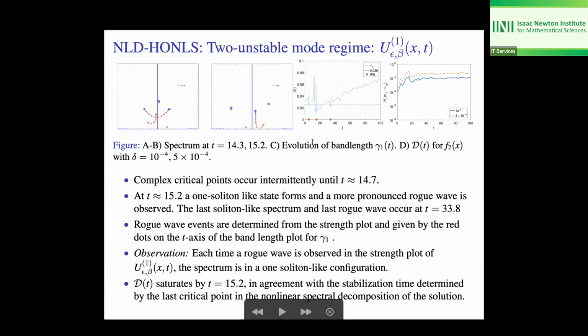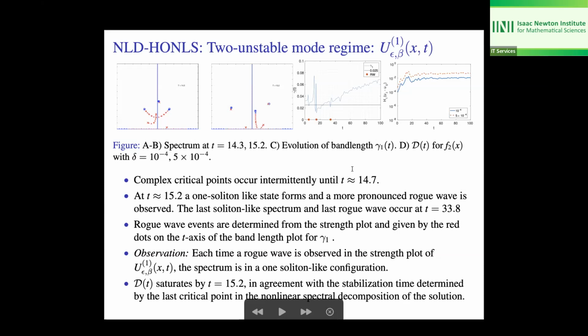And so this is probably more clearly visible on the third plot here. The rogue wave events are determined from the strength plot, and they're given by the red dots on the t-axis of this band length plot for gamma 1. So this is a plot of the band length gamma as a function of time. And so what you see is that when a rogue wave is observed in the strength plot of U1, the spectrum is in this soliton-like configuration.